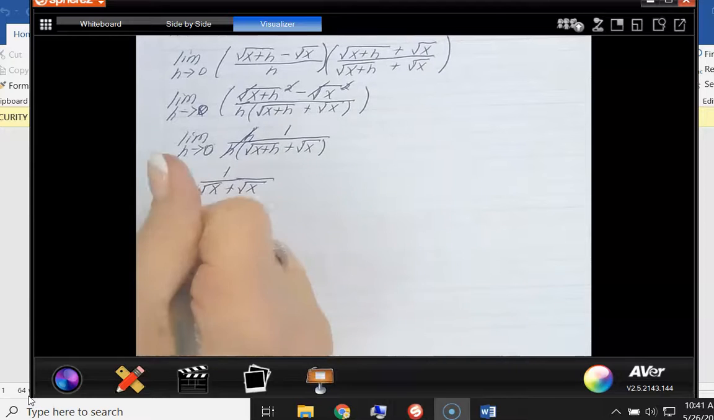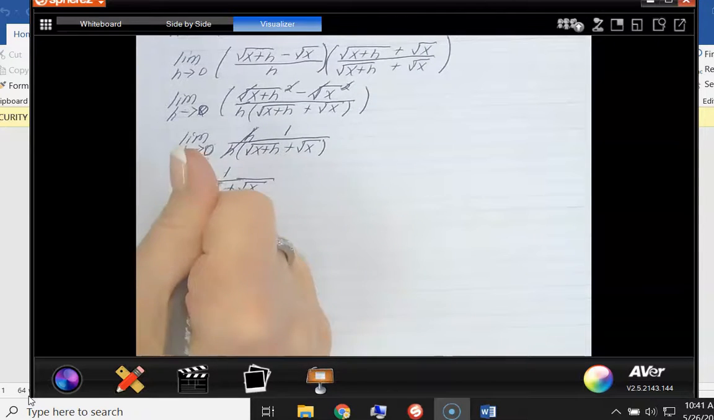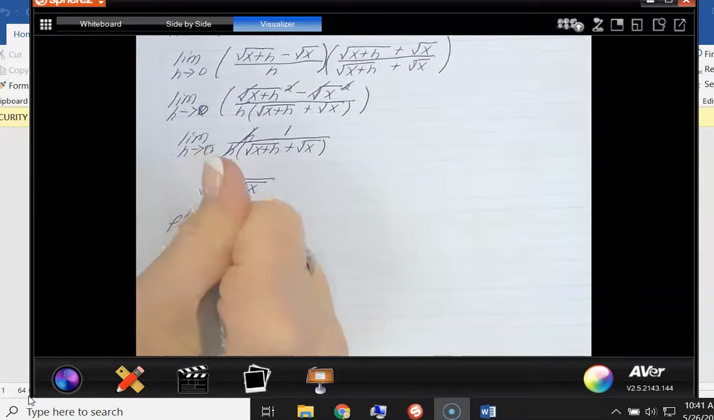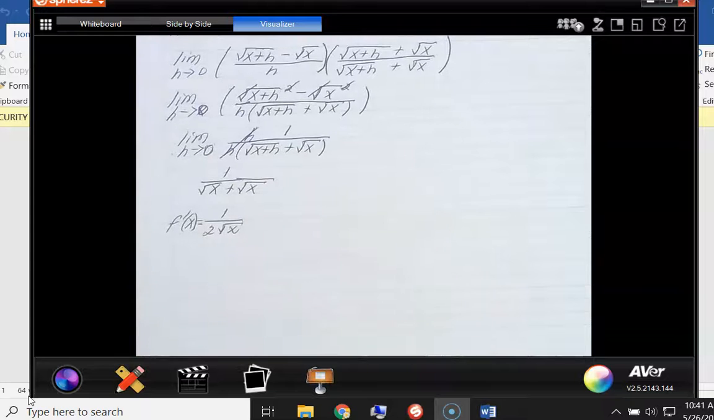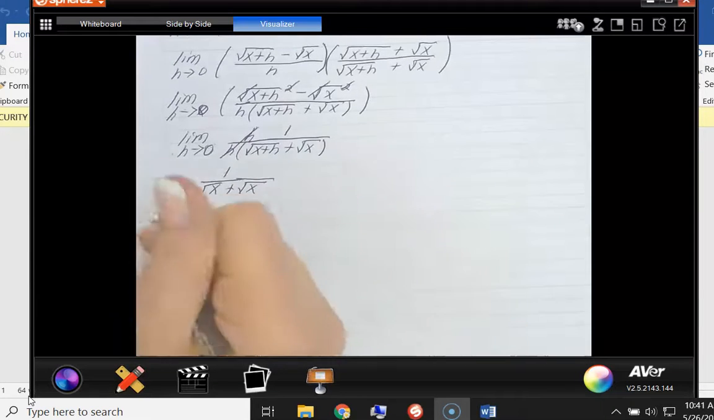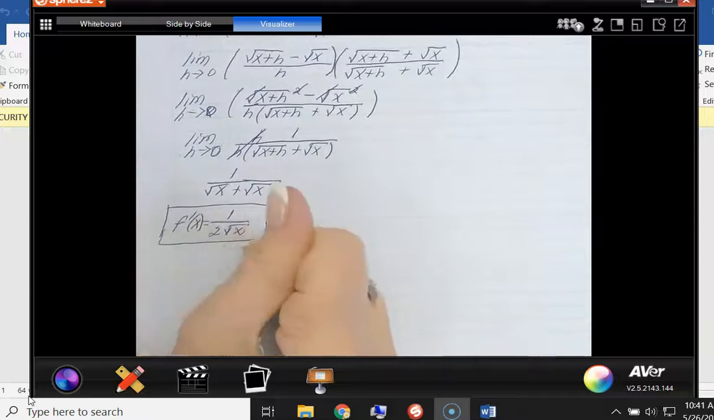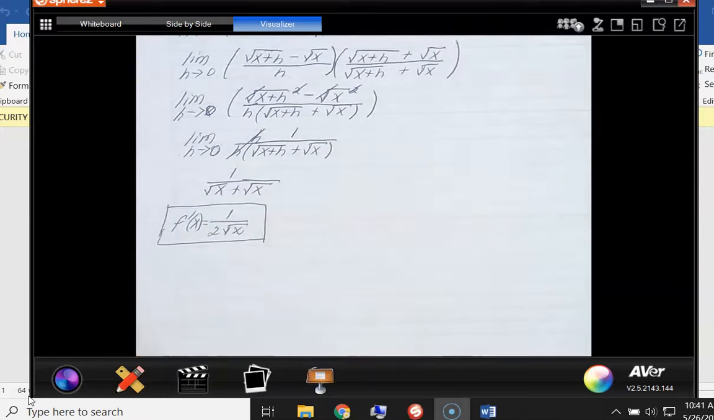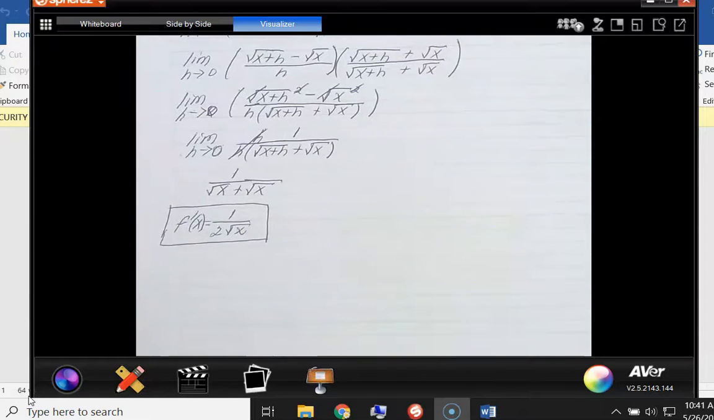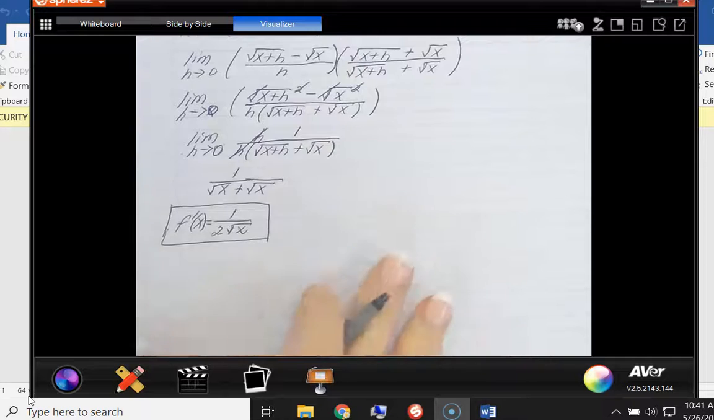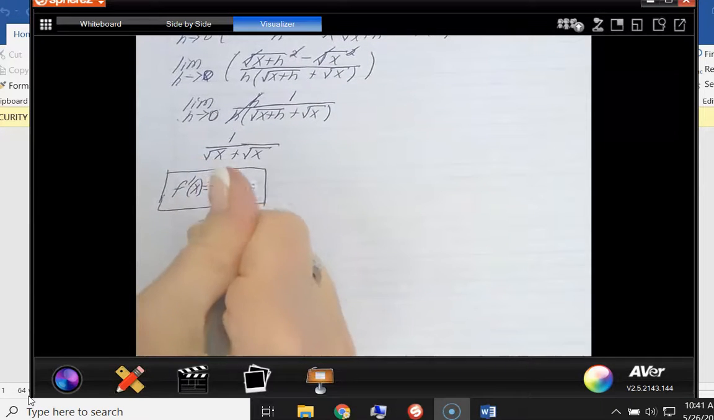So you would write this as f prime, or the derivative of f, equals 1 over 2 square root x. There we go. The second part of this says, then find the slope of the graph of f at the point (4, 3). The slope at point (4, 3).